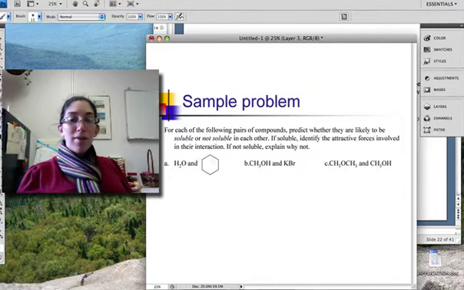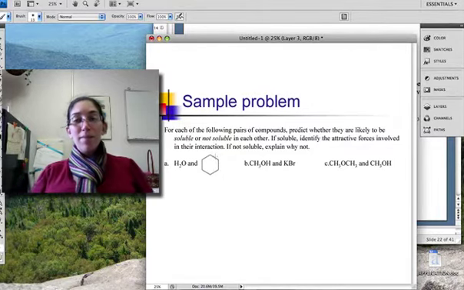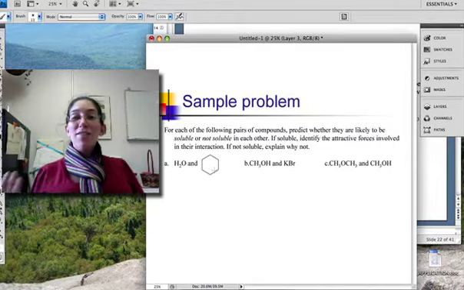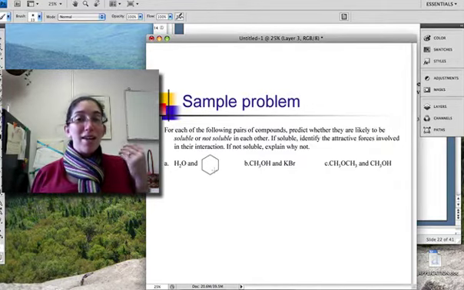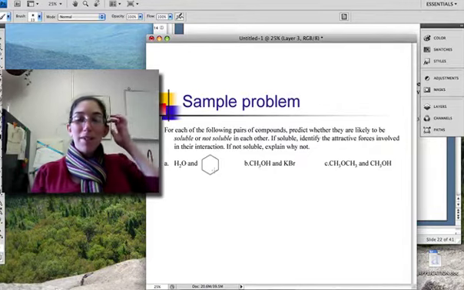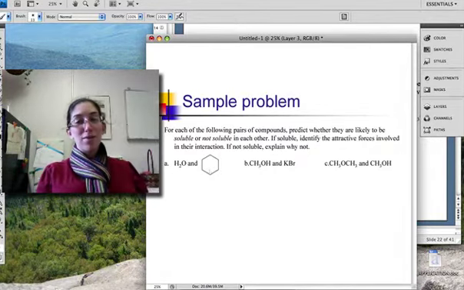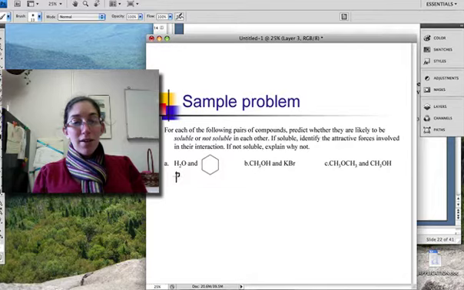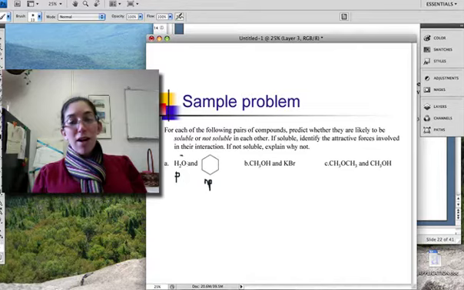So H2O and hexane here, are they soluble or not soluble? Hopefully you said not soluble. Can you explain why? Hopefully you said because water is polar and hexane is not polar. Remember, like dissolves like, we're talking about polarity. Are they both polar or not polar? And something polar is not going to be soluble with something not polar. So in this case, water is polar, hexane is not polar. Okay, so they're not soluble.